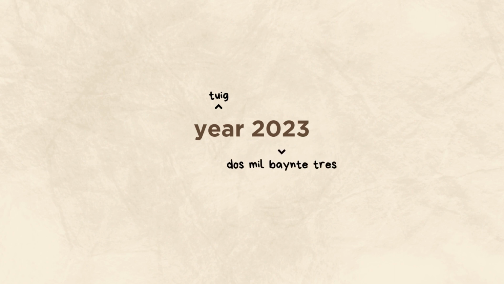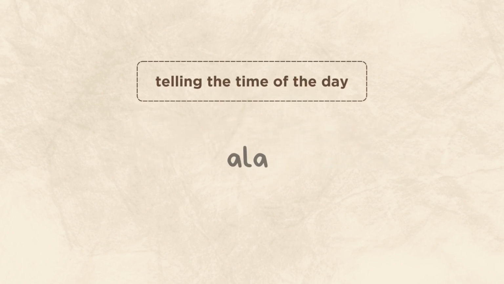For example, year 2023. It would be tuig, which is the Cebuano word for year, then 2023. Tuig 2023. And for telling the time of the day, we would need the words ala and alas.